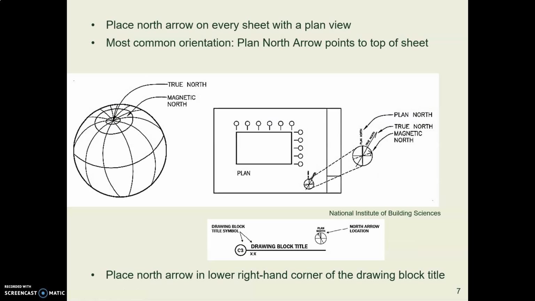And every drawing that is in a plan view must have a north arrow. So you must tell the reader what direction the building is oriented. And we almost always put north to the top unless there's some good reason why we can't. And it's common to label which one is true north and which one is plan north.